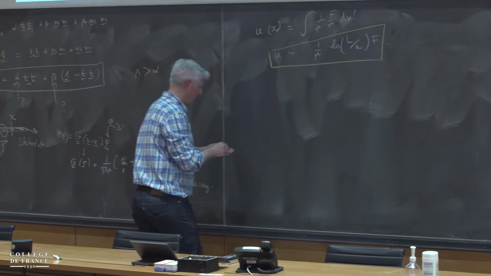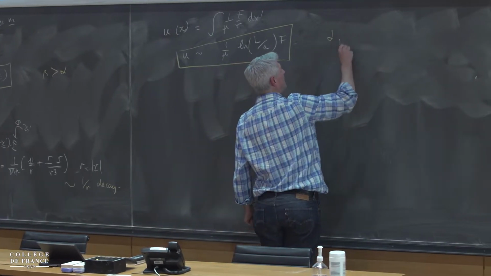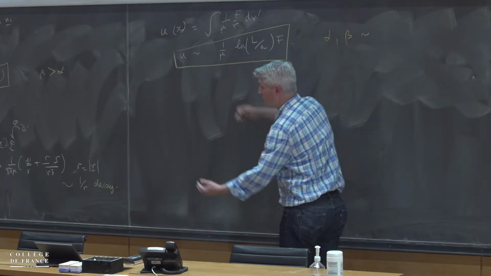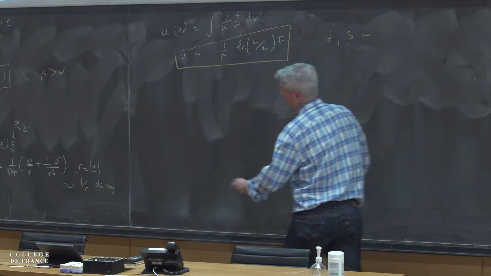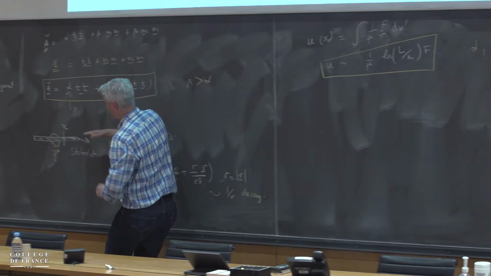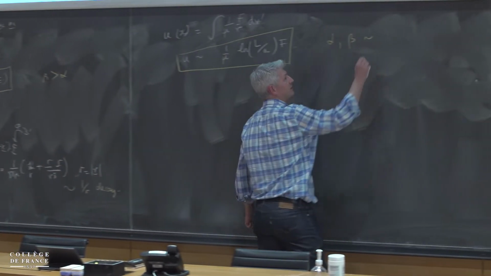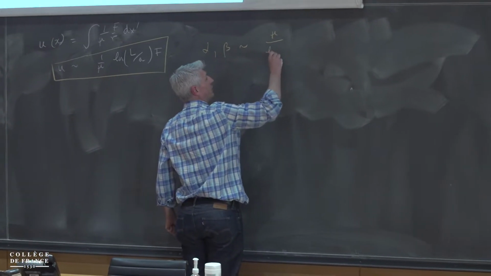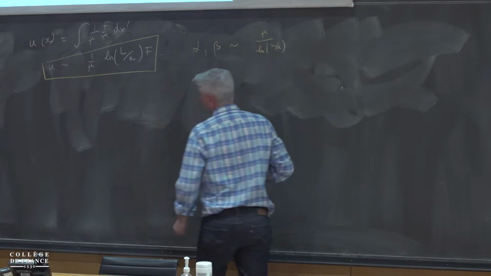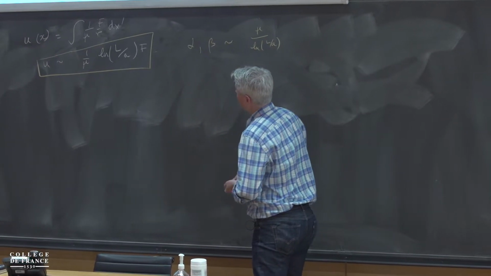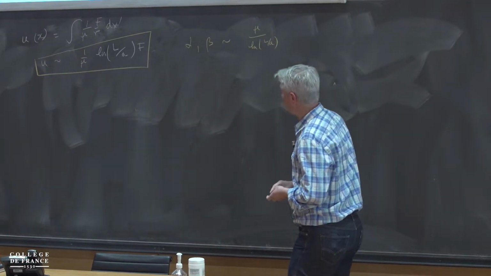So that means that alpha and beta both have to be, and I can do the same in the perpendicular direction because I can replace my horizontal forces by perpendicular forces, alpha and beta both have to scale like mu over ln of L over A. Okay, this is the basis of something I will mention in a minute.